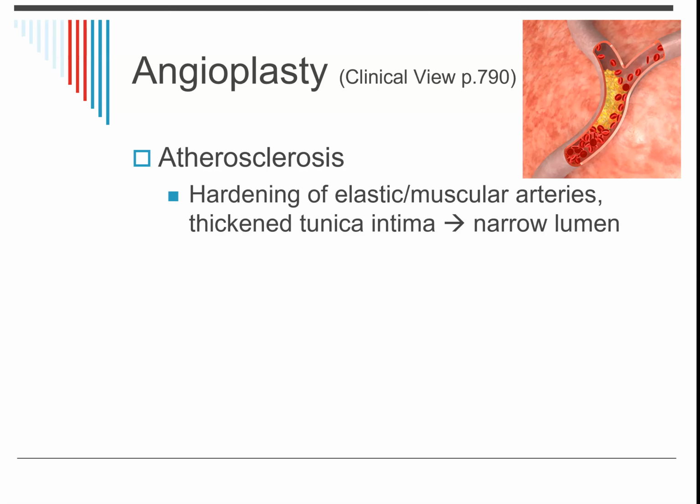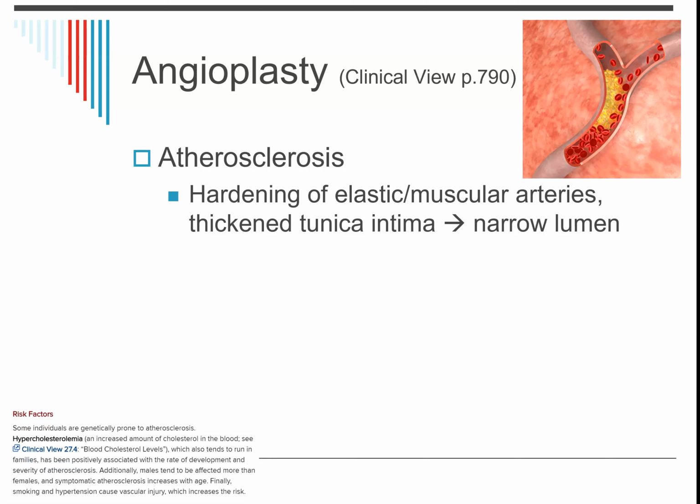This is called angioplasty, and angioplasty has to do with clogged arteries, basically. So atherosclerosis is a hardening of your arteries. Generally, it's the elastic arteries that are nearest your heart, or maybe the muscular arteries that are out a little bit further away from your heart. And what happens here is the inner layer, that tunica intima, gets thicker, either from inflammation or due to plaque buildup. And what that's going to do is narrow the lumen. And if you narrow the lumen, then your blood's going to have a harder time fitting through there, like you see in this picture here.